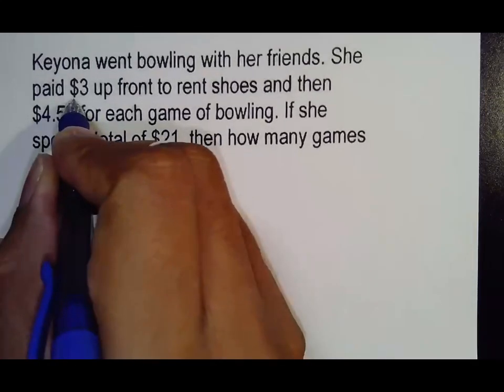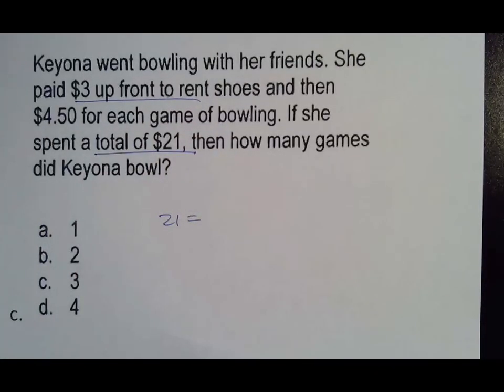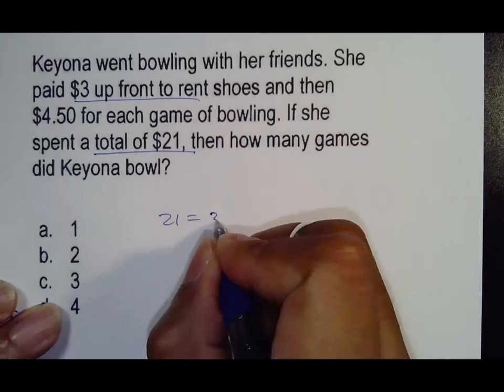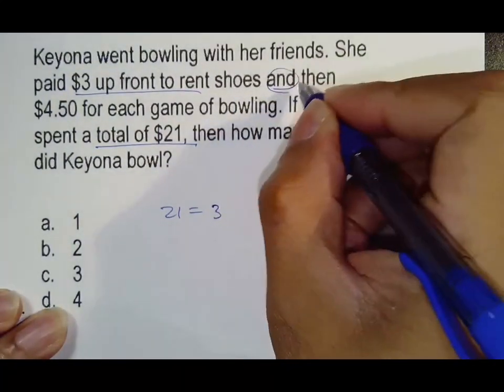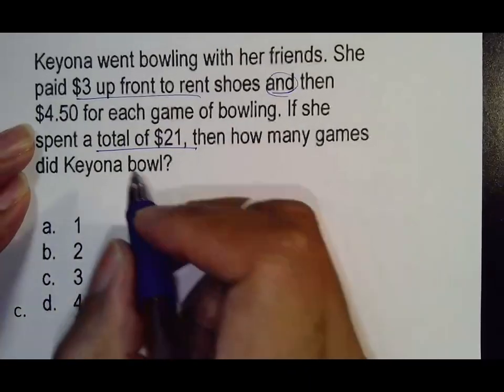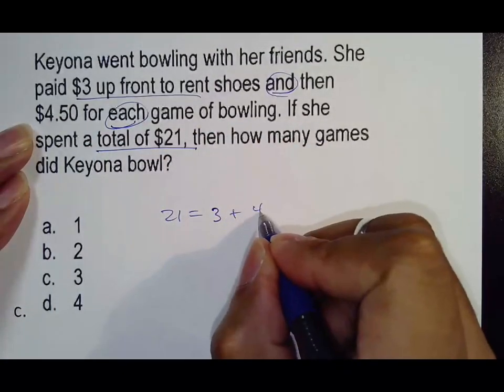But it says she paid $3 up front to rent shoes, which means she only had to pay for shoes one time. That means we're going to do 3. And she paid, remember, and means add. So plus $4.50 for each game. There's our each.